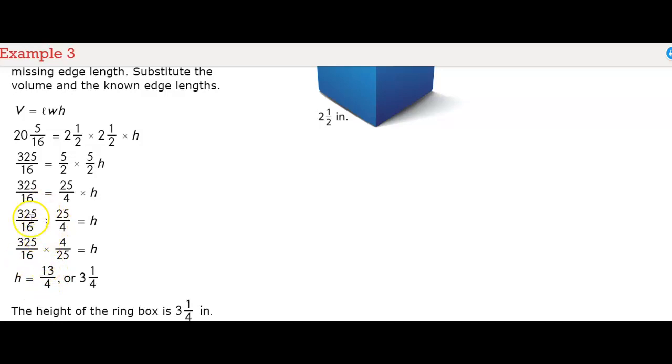And I skipped a part. Because we're dividing fractions, we do have to do keep, change, reciprocal. So we keep the first fraction, change division to multiplication, and find the reciprocal, which is 4/25. Then multiply straight across, and you get 13/4. And then you have to simplify that, and you get 3 1/4. So the height of the box is 3 1/4 inches.